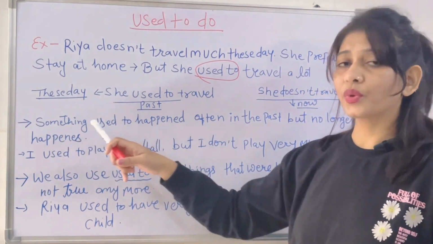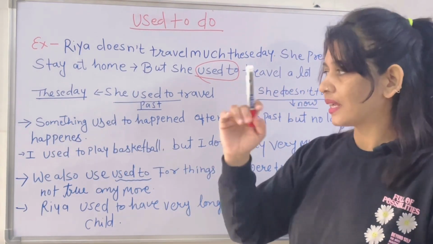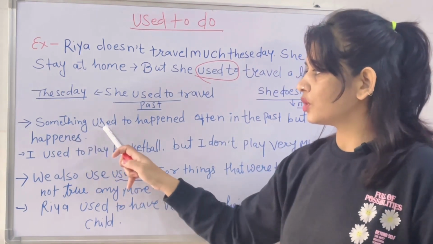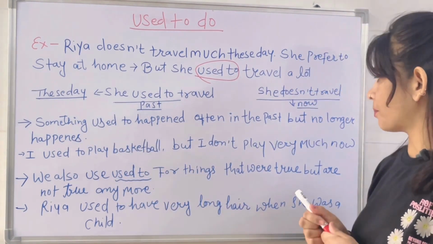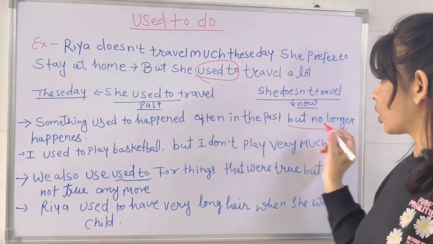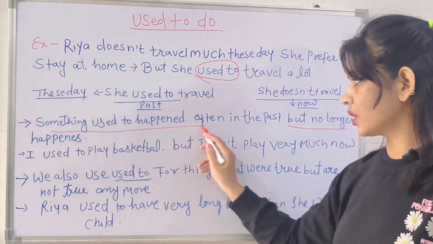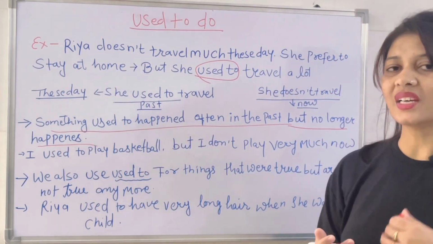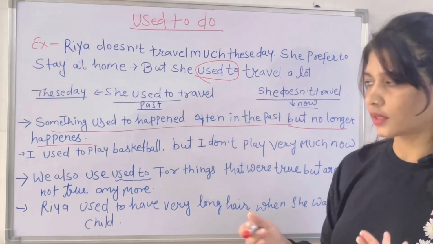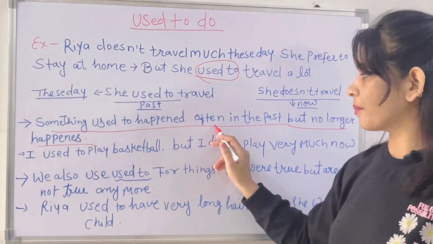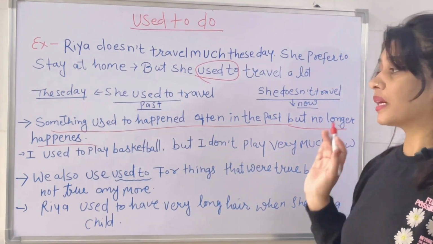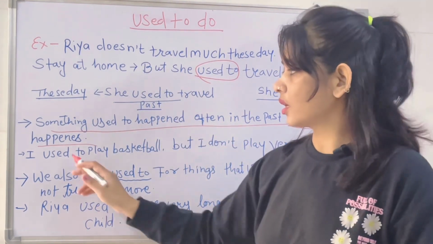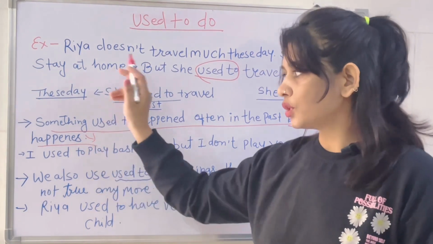What is the meaning of "used to"? Something used to happen often in the past but no longer happens. कुछ चीज जो कि पास्ट में बहुत रेगुलरली होती थी, अक्सर होती रहती थी. Something used to happen often in the past but no longer happens. That is the meaning of used to.